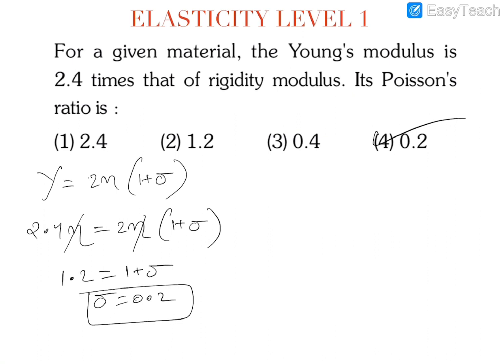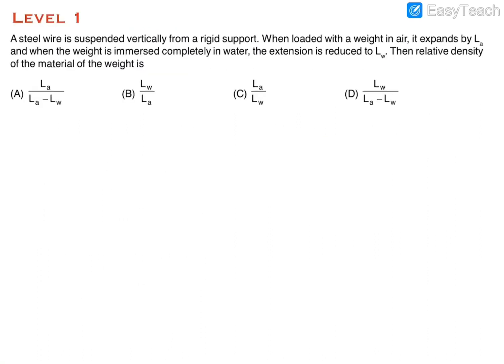Now we move on to the next question. In this question, there is a steel wire which is suspended vertically from a rigid support on the roof, and it is loaded in air with some weight, and due to that weight it expands by a length of LA in air. When that weight is completely immersed in water, then the extension is reduced to LW. Then we have to find out the relative density of the material of the weight.